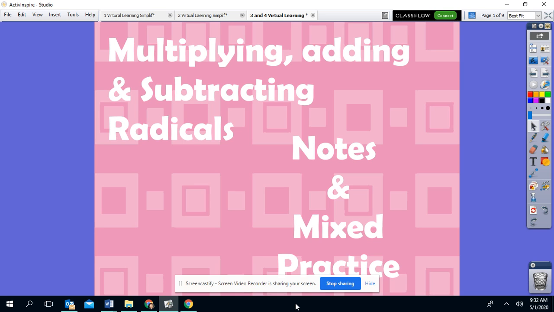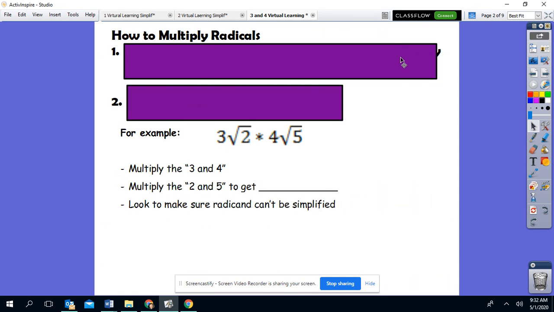Hey everybody, we are in week 5 of quarter 4 and we are doing radicals still. Today we are going to be multiplying radicals. All this week it's going to be about multiplying radicals. Next week in week 6 we'll add and subtract. So we're taking things kind of slow still.